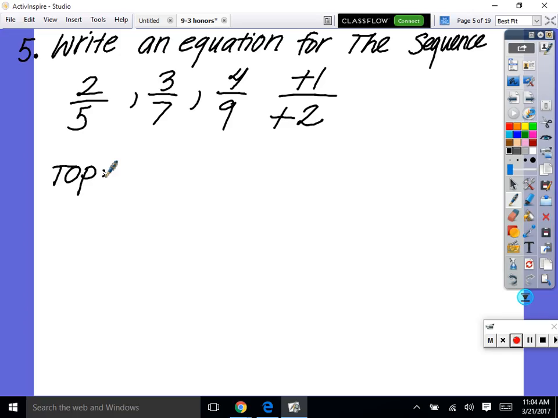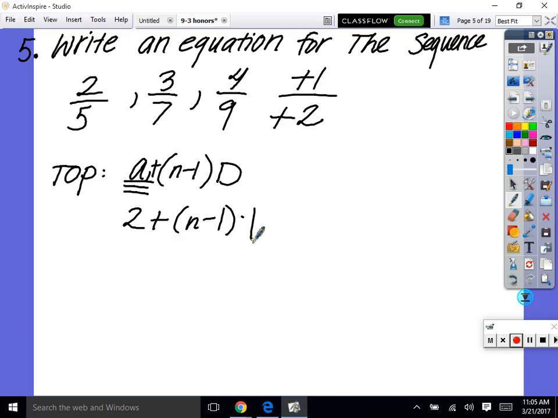So what we would do is say, we know that for arithmetic, we would have a sub 1 plus n minus 1 times the common difference. That's the formula, the explicit formula. Remember that? Yeah, our common difference on top is 1. So our a sub 1 is our first term, which is 2. Then we're going to have plus 1 n minus 1 times 1. Does everybody understand? And then we have, so simplify that, that'd be 2 plus n minus 1, right? Everybody? Yeah.